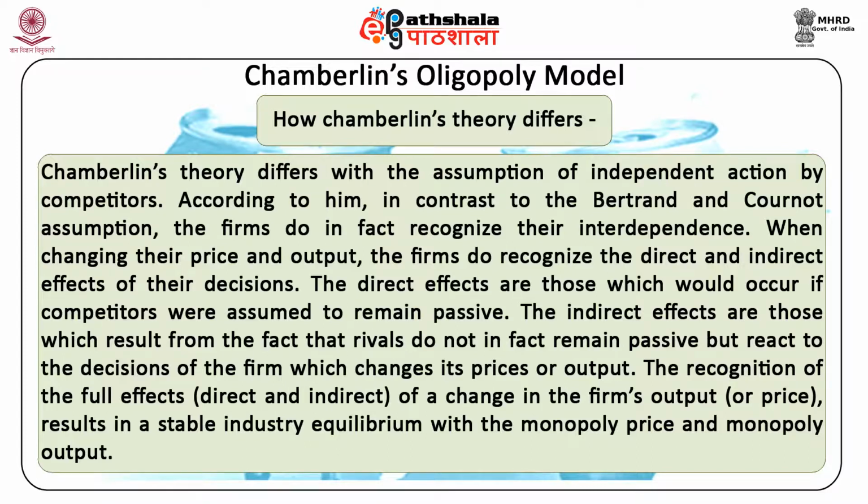The recognition of the full effects, direct and indirect, of a change in the firm's output or price results in a stable industry equilibrium with the monopoly price and monopoly output. Chamberlain assumes that the monopoly solution with industry or joint profits being maximized can be achieved without collusion. The entrepreneurs are assumed to be intelligent enough to quickly recognize their interdependence, learn from their past mistakes, and adopt the best for all position, which is charging the monopoly price.